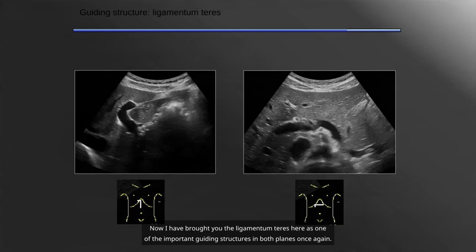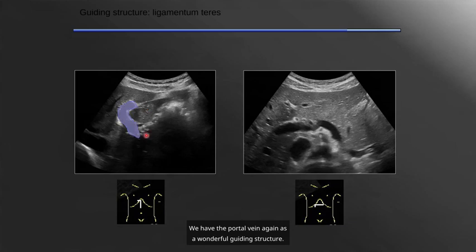Now I have brought you the ligamentum teres here as one of the important guiding structures in both planes once again. We see the longitudinal section shown on the left, and remembering the ligament we just saw there at the end of the left liver examination, we try to orient ourselves that there is somehow a band-like structure here after all. We have the portal vein again as a wonderful guiding structure. You can imagine it, some also say like a bent thumb, and from this thumb, i.e., from the left portal vein, the ligamentum teres travels towards the abdominal wall.